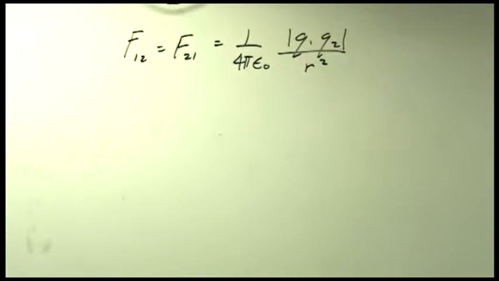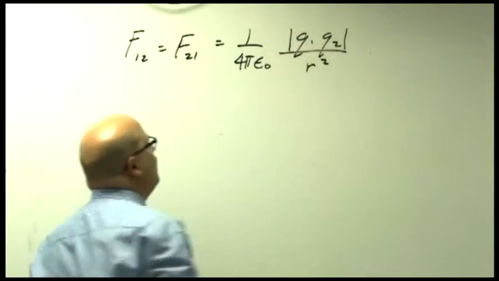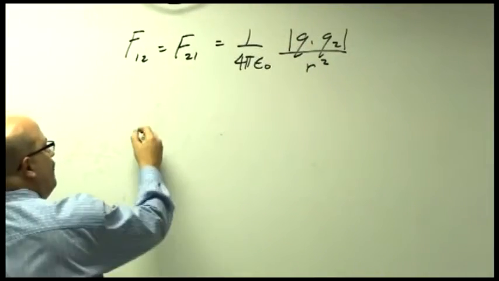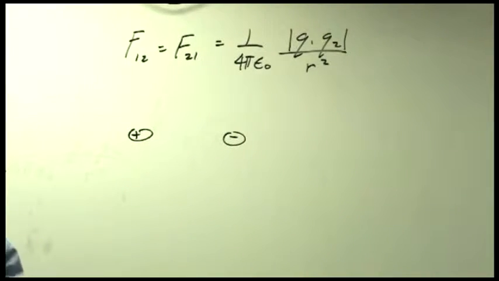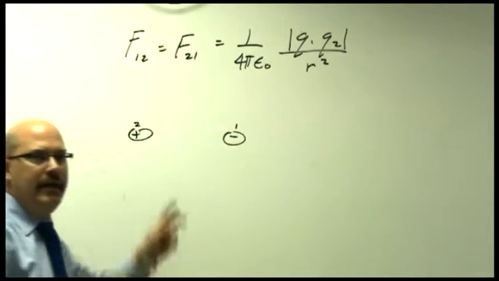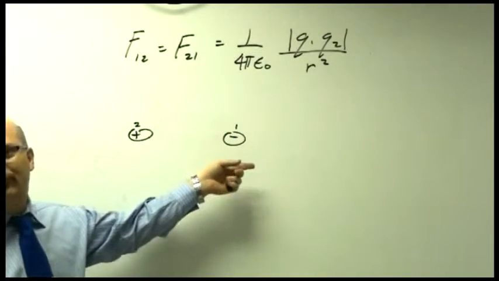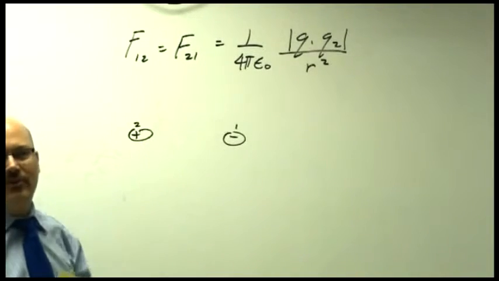All right, now, I've added the absolute value signs on here just to let you know that the force from one charge on the other charge is the same size, right? So the force from charge 2 on charge 1 is equal and opposite to the force of charge 1 on charge 2. They'll be exactly the same, but in opposite directions.